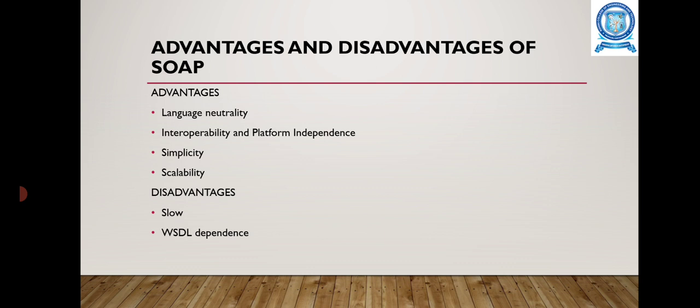Then disadvantages are slow. That means SOAP uses XML format which needs to be parsed, and then it is lengthier, which makes SOAP slower than CORBA. The next one is WSDL dependence. That means it depends on the WSDL and does not have any standardized mechanism for dynamic discovery of services.